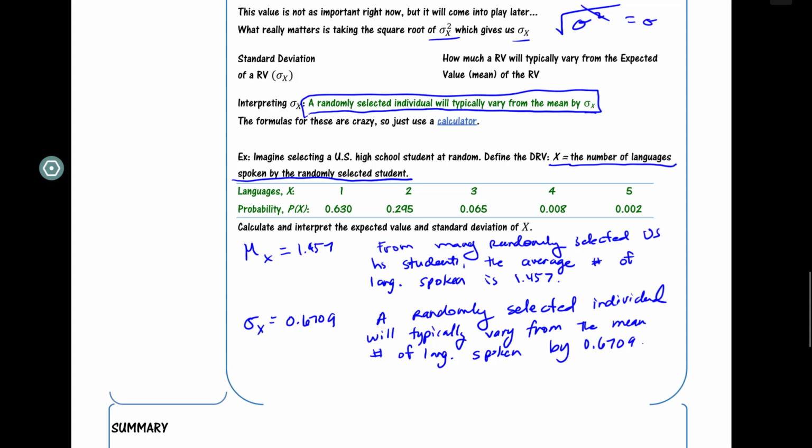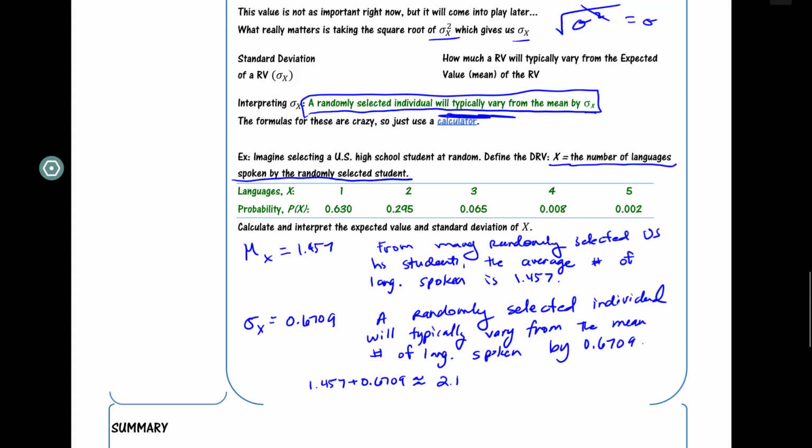So here's what I like to do. I like to say, well, let's go ahead and add and subtract that from the mean, because that's what deviation from the mean is representing. What are we saying here? 1.457 plus 0.6709 is going to be about 2.1. So if any student speaks less than 2.1 languages, we would say that's not terribly unusual. That's typical variation.